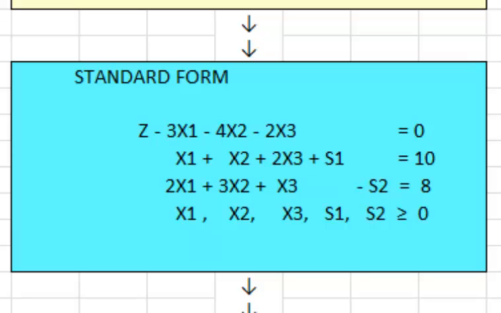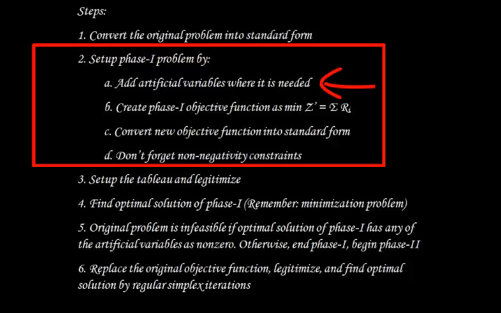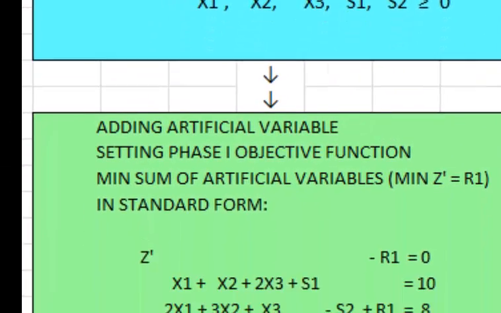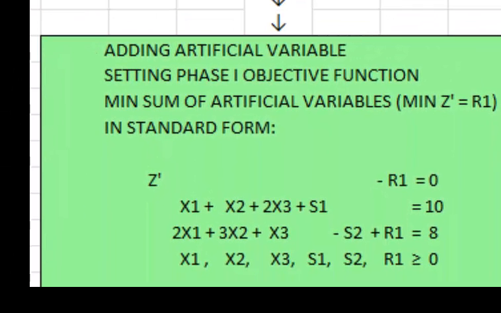Now that the standard form of the original problem has been accomplished, we need to start phase 1 of the problem. In this case, first of all, we're going to add artificial variables. There's only one artificial variable needed for this small problem, and that's on the second constraint. We will add the artificial variable.